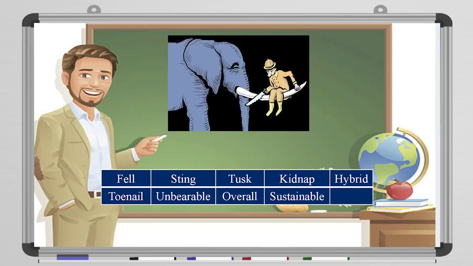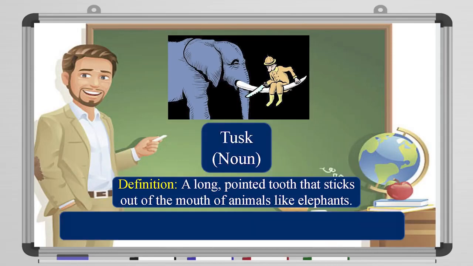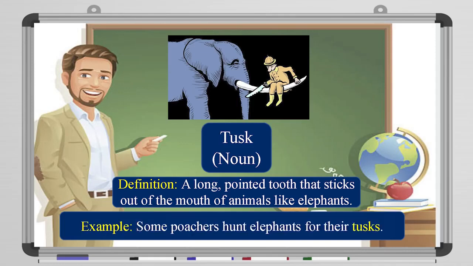So we have a hunter, and he's cutting down the elephant's tusk. I gave you the word. It is, of course, tusk. Tusk is a noun, and it is a long, pointed tooth that sticks out of the mouth of animals like elephants. So for example, some poachers hunt elephants for their tusks. Did you get that one? I'm sure you did. I gave it to you.